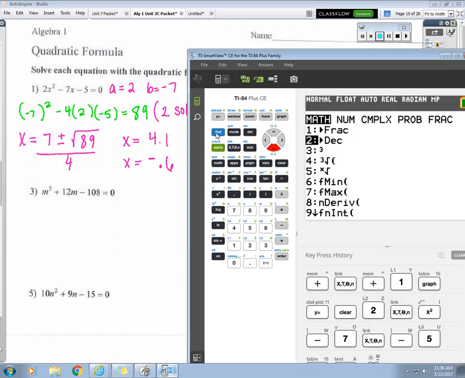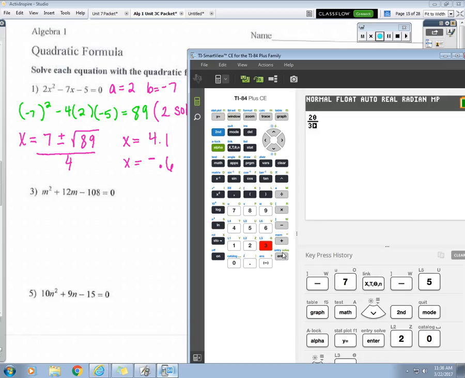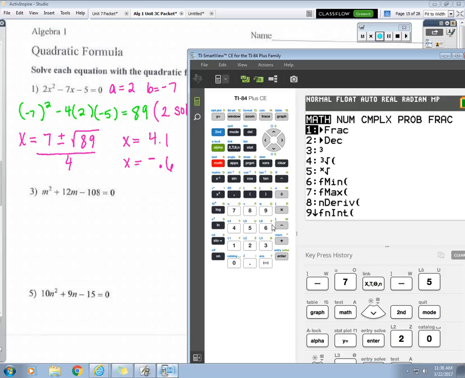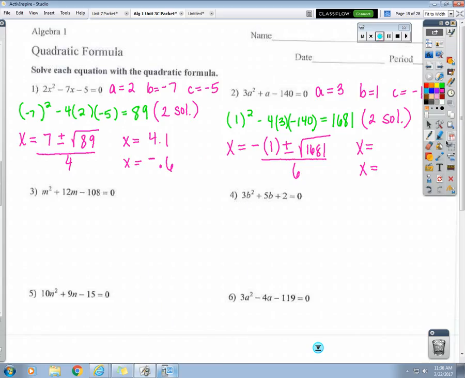Look, if you have 20 over 3, watch Maggie, which is what they had just said, you would change it to a decimal by going to Math, Decimal, number 2. And then you hit Enter, and it'll change it to 6.7 for you. I know, but she wasn't paying attention, and she said I got 20 over 3. How?